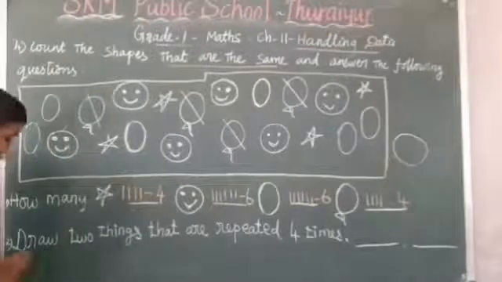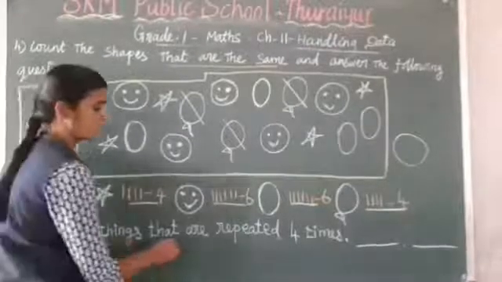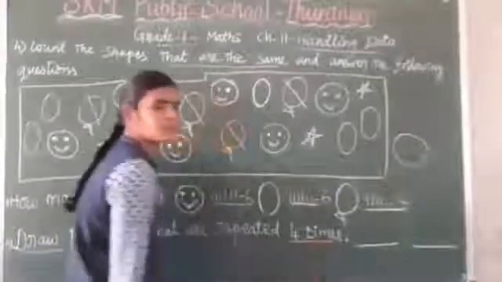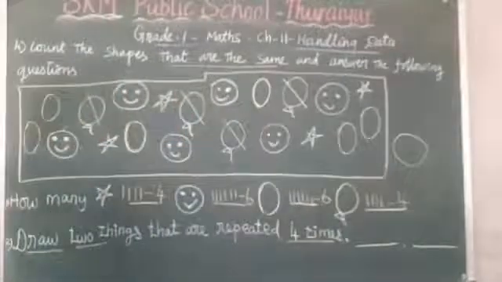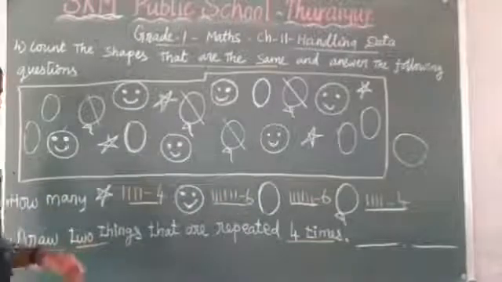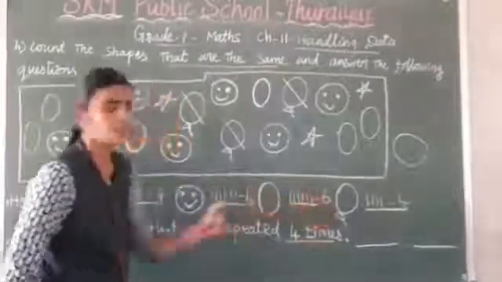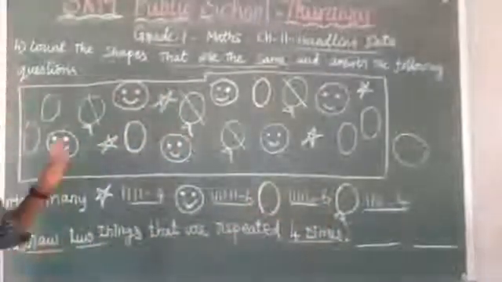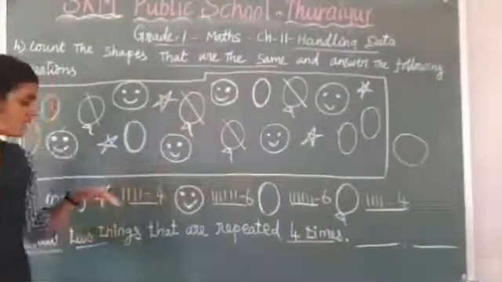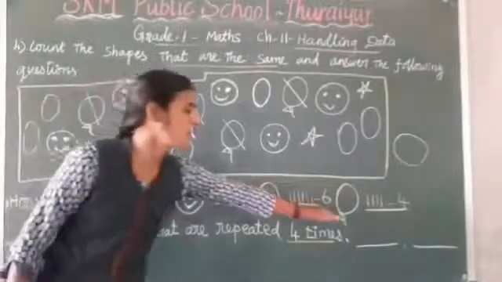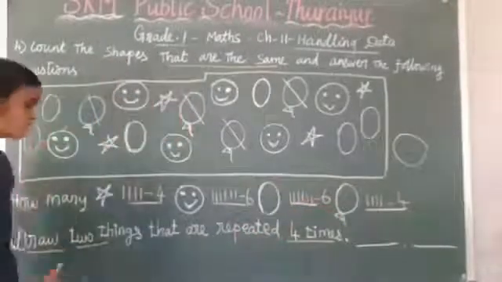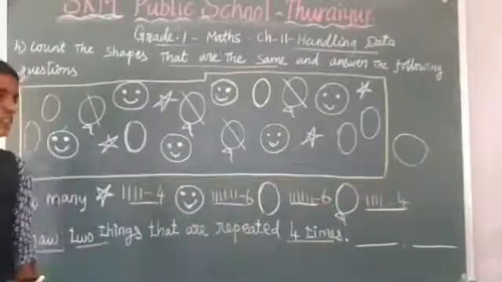Draw 2 things that are repeated 4 times. Which 2 things are repeated only 4 times? Use this one: star and balloon. Which 2 things are repeated 4 times in this box? Star and balloon. Those 2 shapes only we need to draw in this dash itself.